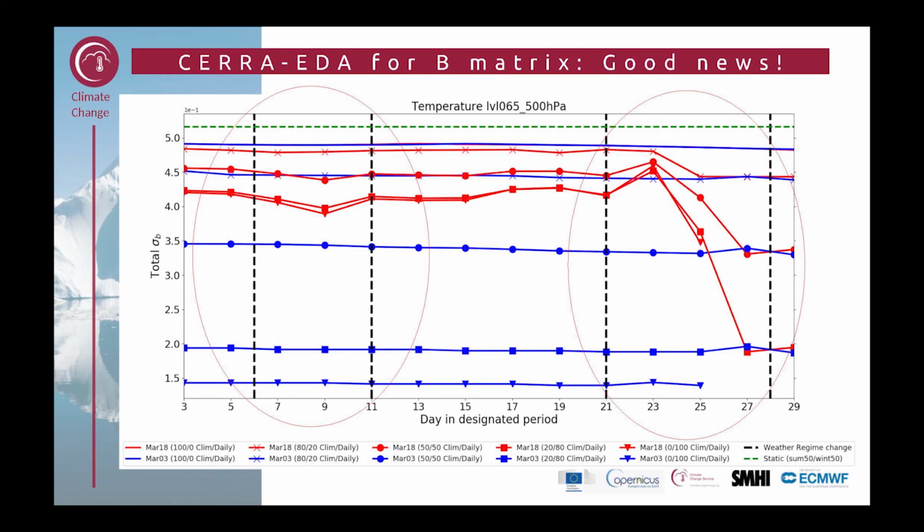And then the green dashed line at the top is what it would look like if you had a totally static B matrix with just the climatological part. The black vertical lines are where I show there is a major weather regime change in the periods that I tried. And you can see, for example, the most telling one is between days 21 and 27, where there's quite a drop in the sigma B, because it changed from a blocking regime into an NAO plus, a North Atlantic Oscillation. So it changed accordingly, and it only took a few days to do the change, which is actually very good.